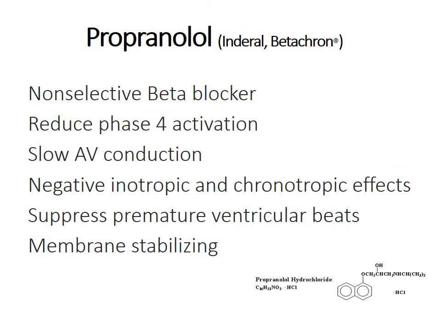Propranolol is probably one of the more common ones. Again, this is a non-selective beta blocker. It helps slow that AV conduction, reducing that phase 4 activation, and has negative inotropic and chronotropic effects on the heart. So decreased speed and also contractility of the heart. This can be useful for suppressing some PVCs. And this one specifically has a membrane stabilizing effect. We mentioned that a little bit when we talked about beta blockers previously, but some believe that stabilizing the membrane helps to prevent some arrhythmias in these cases.